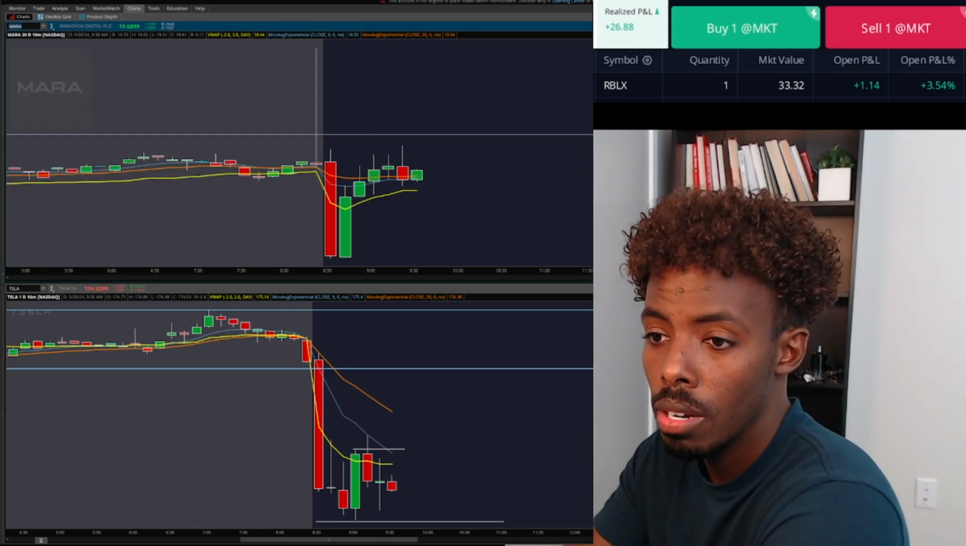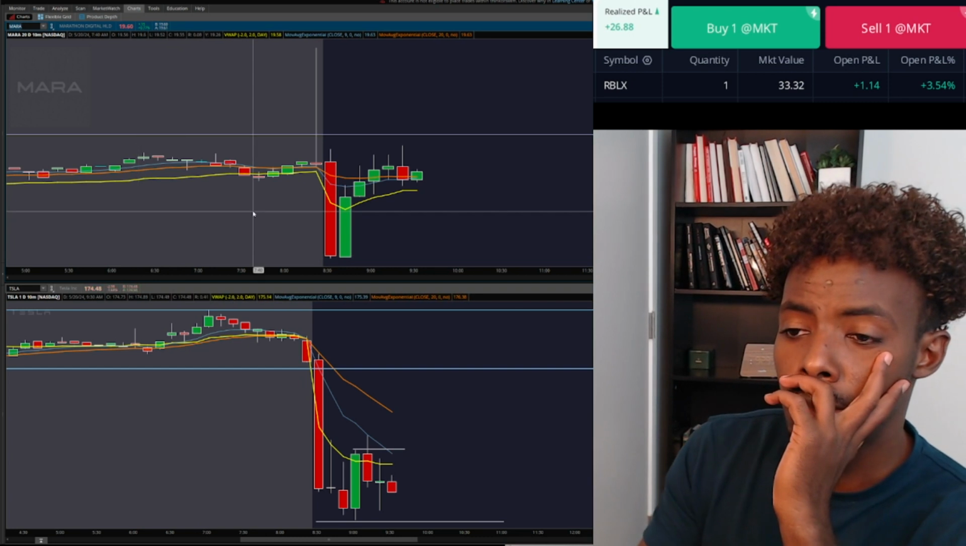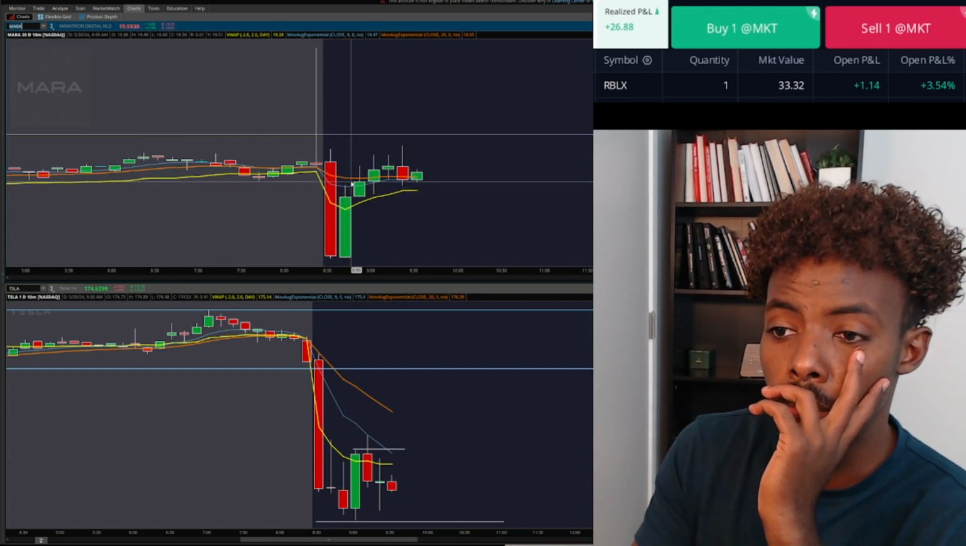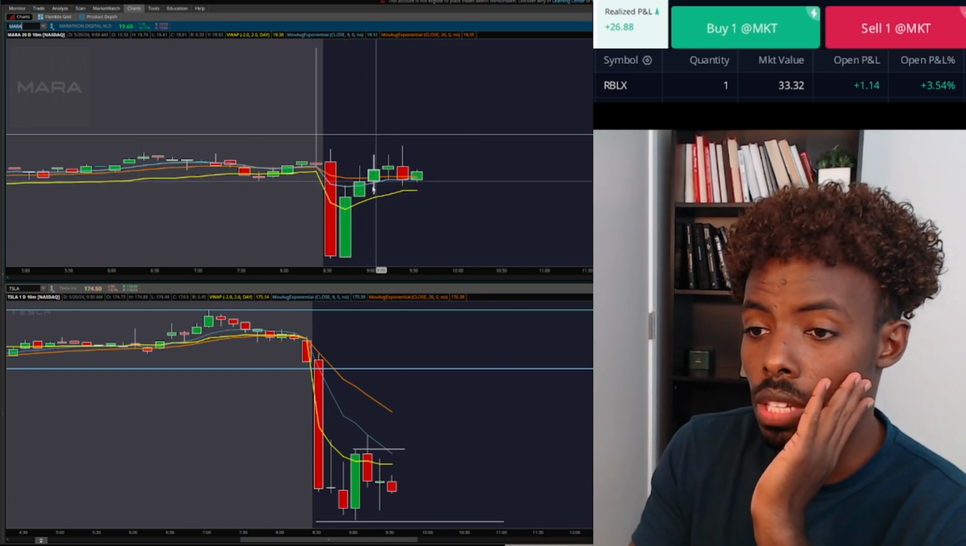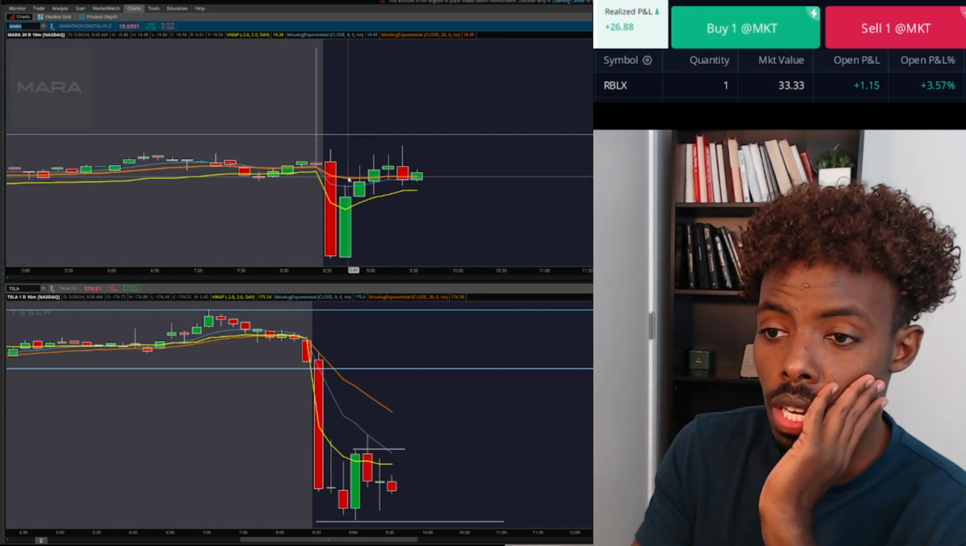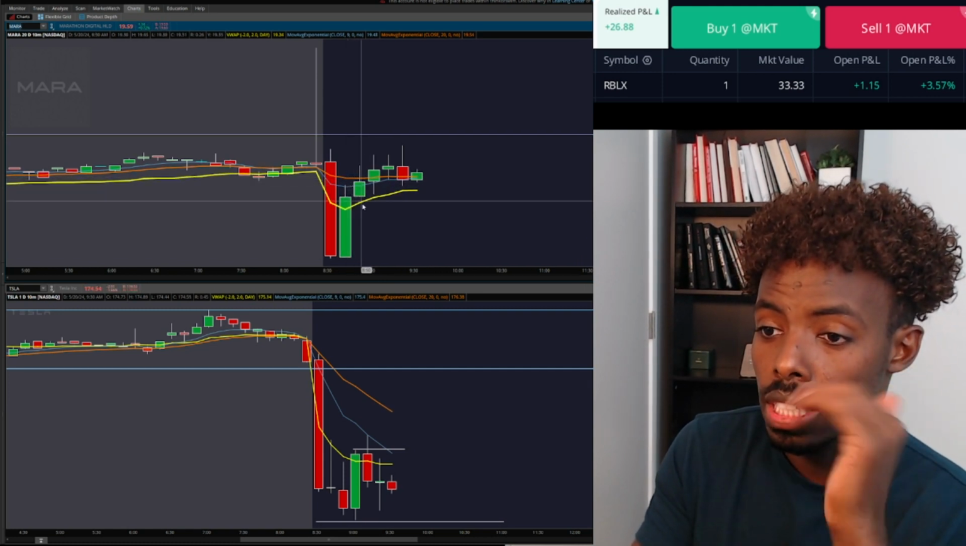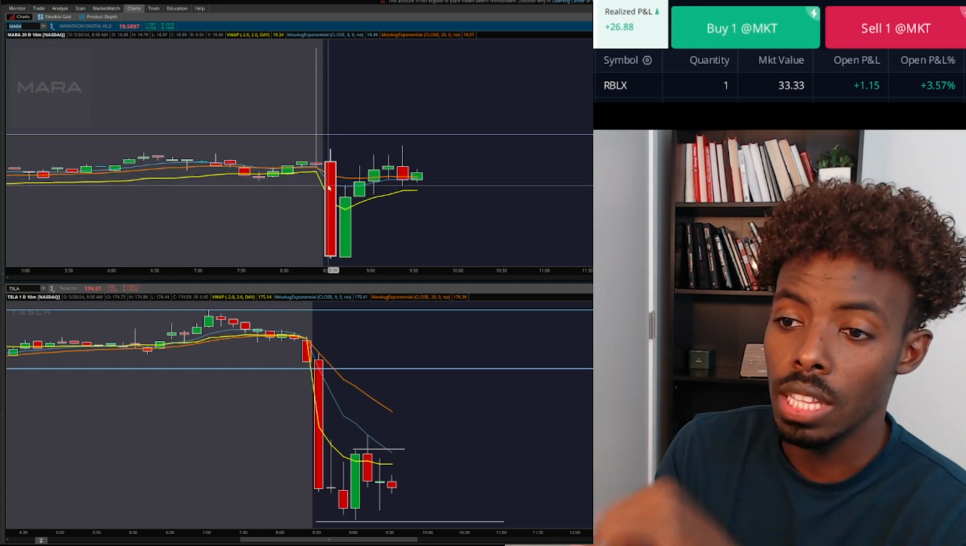Let's take a look at Mara. What setup does Mara have here? Mara has a similar setup. This is a bearish signal. We have a bearish signal wave here. We got the VWAP. We got the 20 not supporting the VWAP. Check. We also got the red closure.